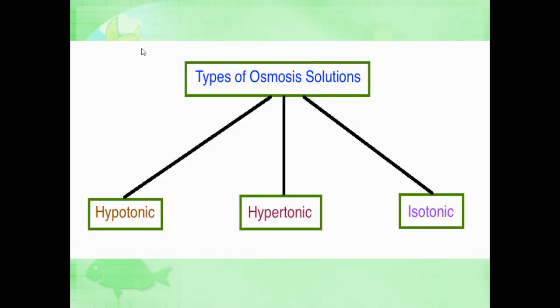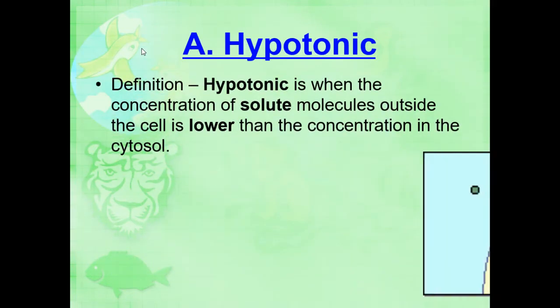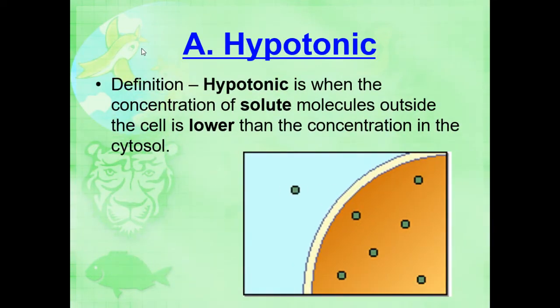Now, there are 3 types of osmosis solutions. We have hypotonic, hypertonic, and isotonic. By definition, hypotonic is when the concentration of solute molecules outside the cell is lower than the concentration in the cytosol. Cytosol is just another word for cytoplasm. So, right here we have 1 solute particle outside of the cell, and we have 6 particles inside of the cell. Water is going to chase after the higher concentration.